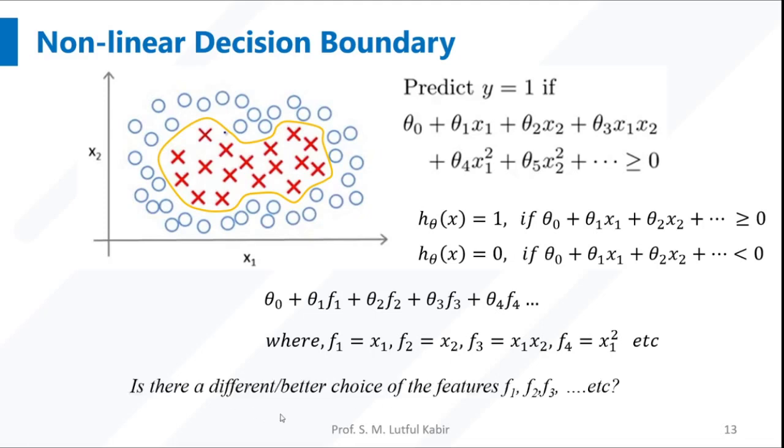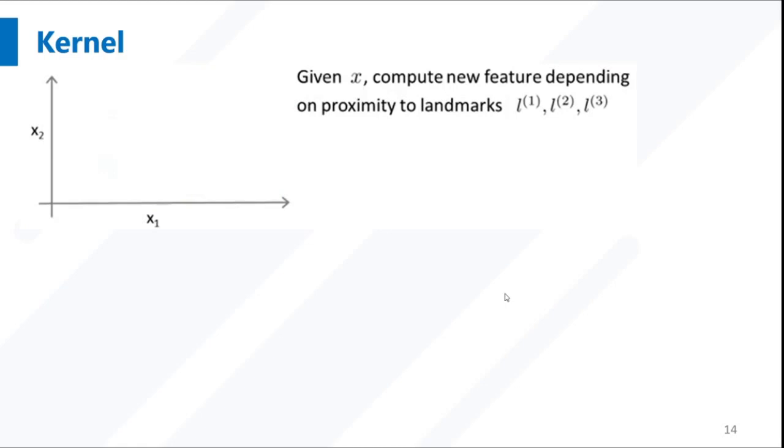But is there any different or better choice of the features f1, f2, and f3? Instead of writing in this way, that means multiplying or taking powers, whether there is a better or different kind of choice of f1, f2, f3, etc. So the concept is called kernel. We can define some vectors which we call landmarks L1, L2, L3, and we express the given x in terms of L1, L2, L3.